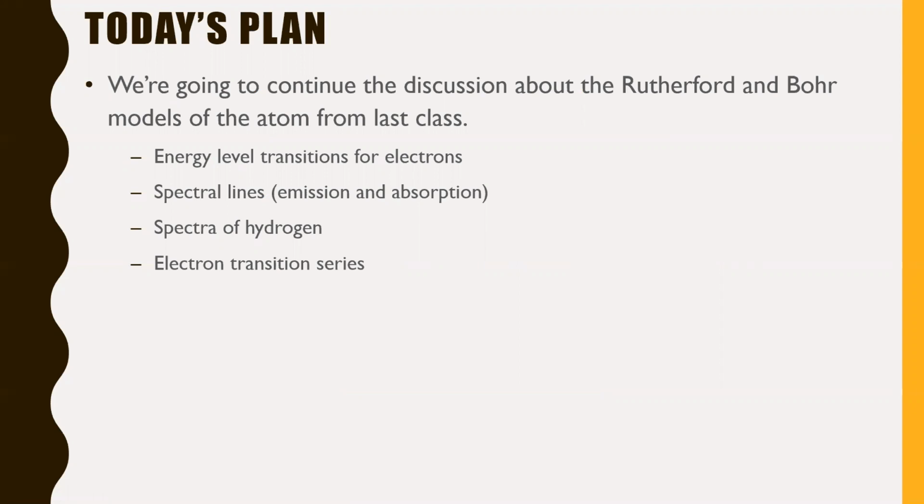If you're following the notes, we were on page 19, just to help you out on that one. So the things we're going to cover today are energy level transitions for electrons, talking about what happens when electrons move from one energy level to another within a Bohr model of the atom. We're going to talk about spectral lines, both emission and absorption. We're going to talk about the spectra of hydrogen, and we're also going to talk about electron transition series.